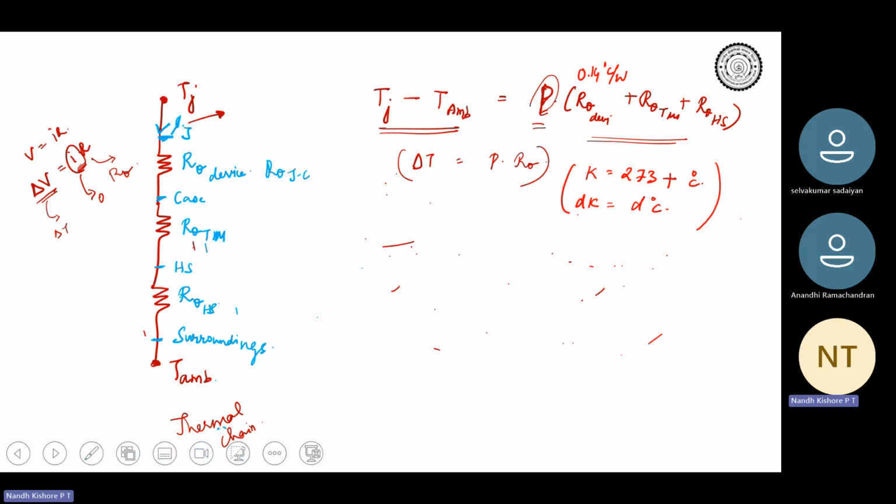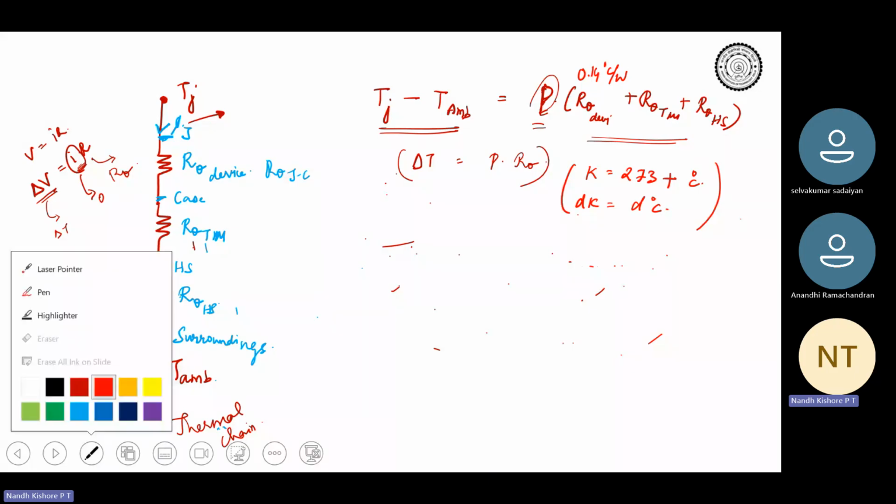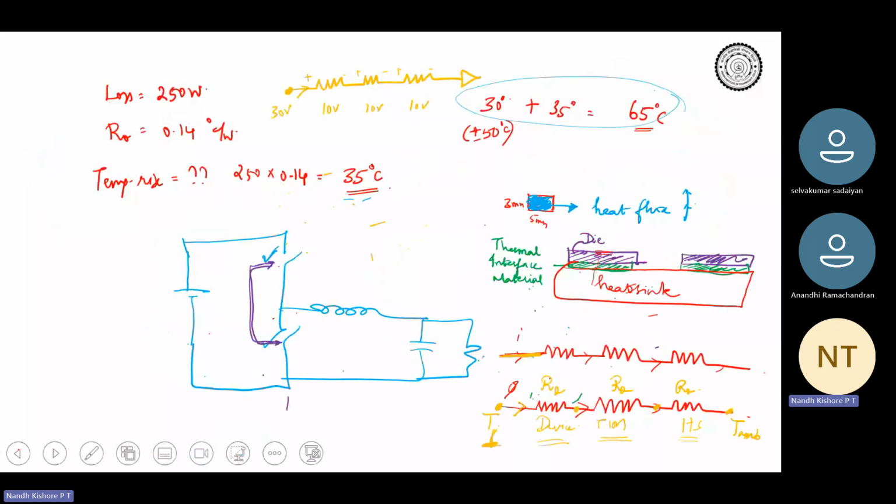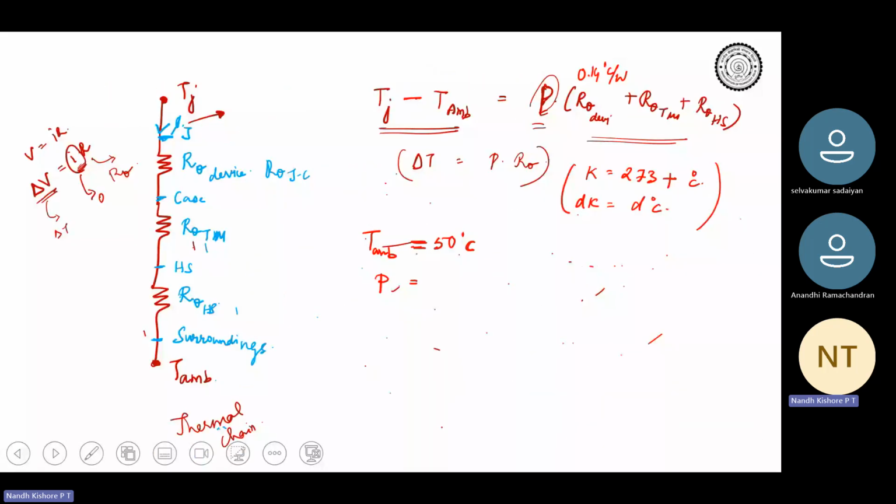So now I will tell you. Let's say your converter is operating in an electric vehicle. Your ambient temperature is, let's say, we always compute for the worst case. Let's say your ambient temperature is somewhere around 50 degrees. So the ambient is 50 degrees, and you computed your power loss, right? We computed the device loss, it was 250 watt.